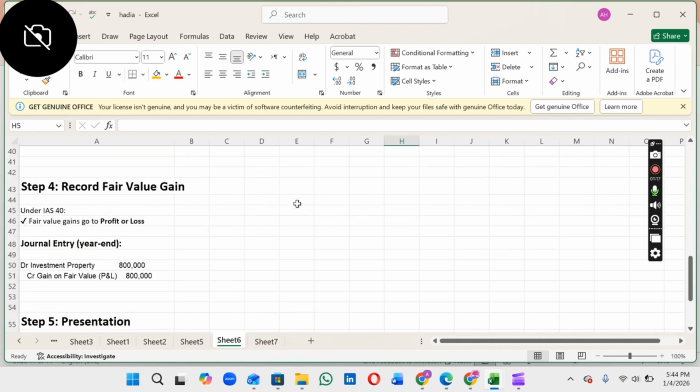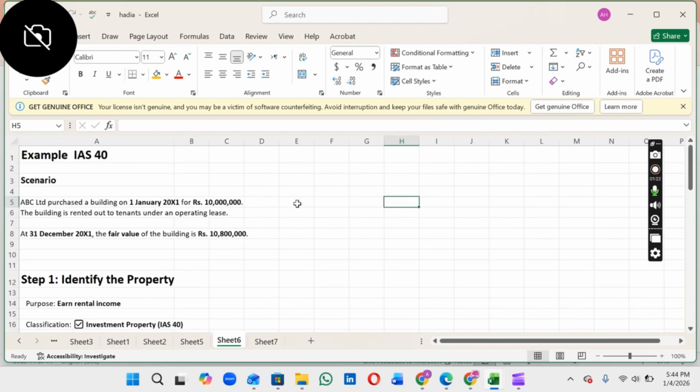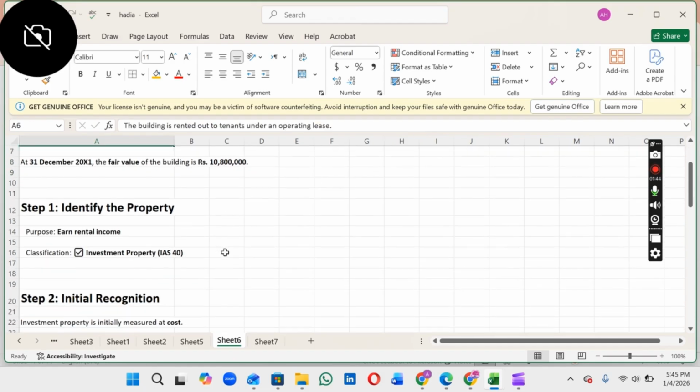So for IAS 40 investment property, what we need to do first of all is identify the property, whether it is used for rental or capital appreciation or for another use. If it is used for rental or capital appreciation, then we will recognize it in IAS 40 investment property. Okay, it is clearly mentioned in the example that the property is rented out to a tenant, so it will be recorded under IAS 40 investment property.